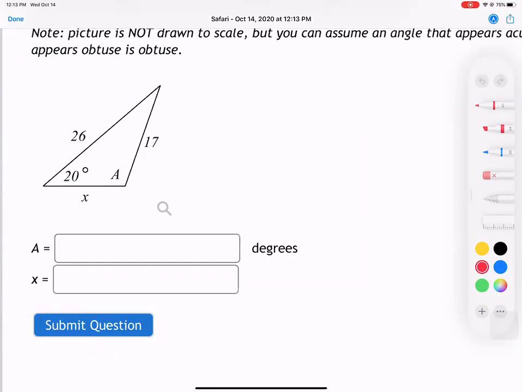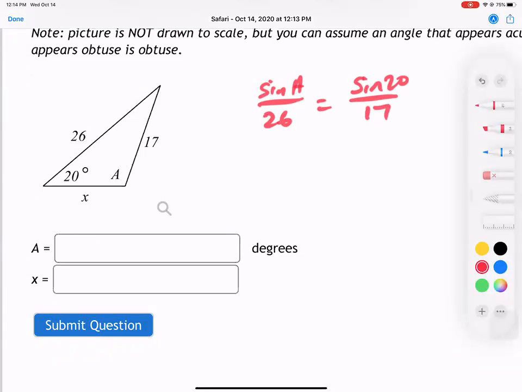Hopefully you realize that an angle-side pair here means law of sines. And then I actually don't think about the problem, I just start solving. I don't think this is an ASS problem, I don't think there's 2 possibilities. That's not the first thing that comes to my mind. I just start solving for A. Sine of A over 26 is equal to sine of 20 over 17.